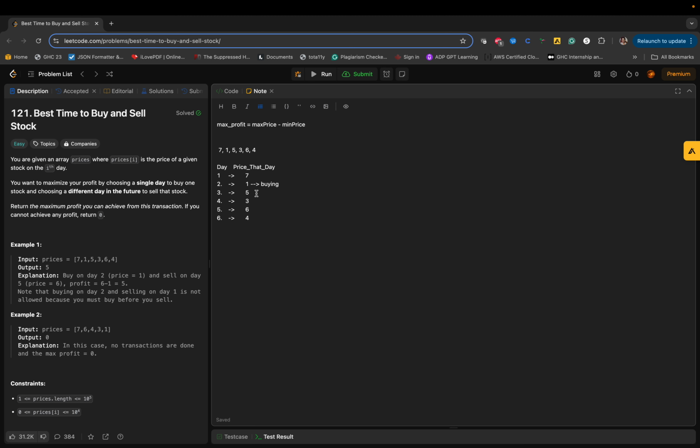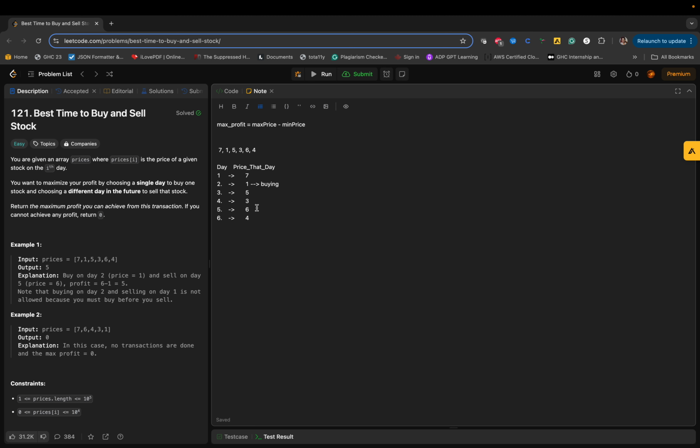So let's see, we have 5, 3, 6 and 4. If we choose 5 as the selling price, we are choosing to sell the stock on day 3 with the price of 5, then the profit will be 5 minus 1, which is 4. Okay, not a bad profit. Now let's see what if we decide to sell it on day 4 with the price of 3. Then it will be 3 minus 1, 2. No. So far 4 is the maximum profit that we are getting by selling the stock on day 3.